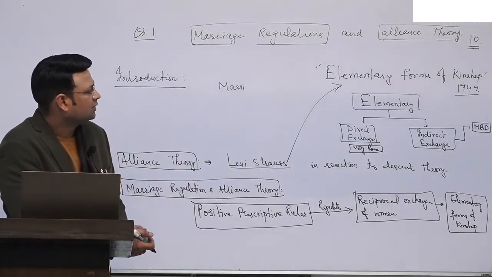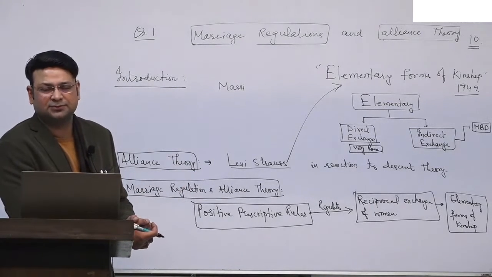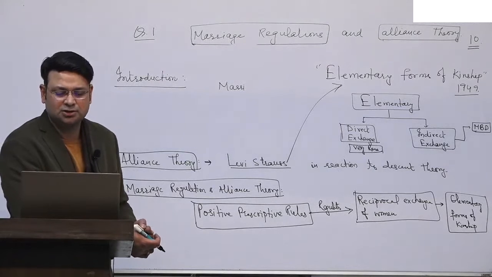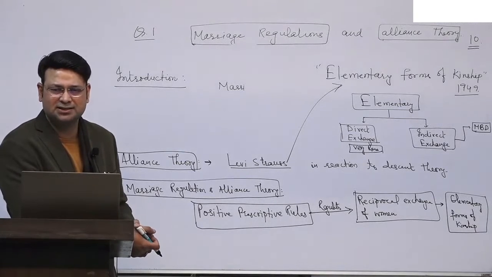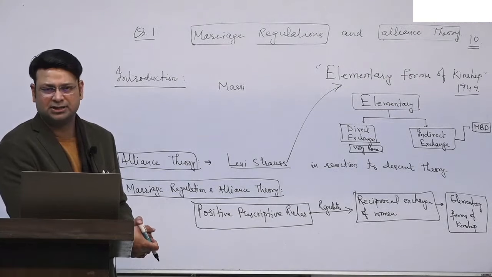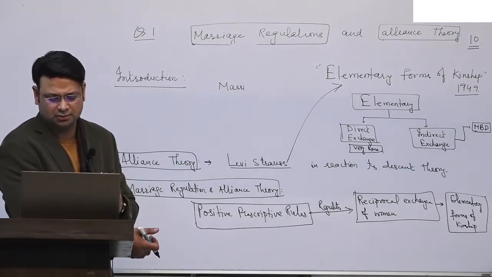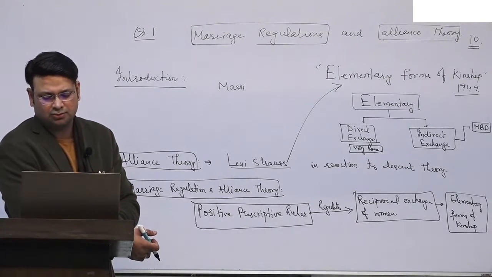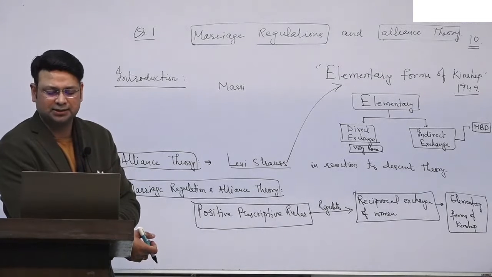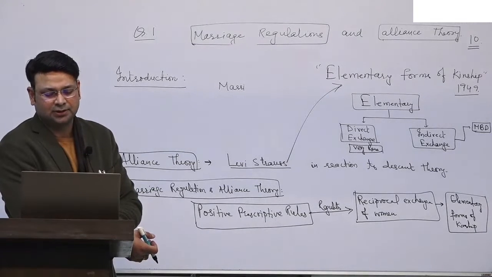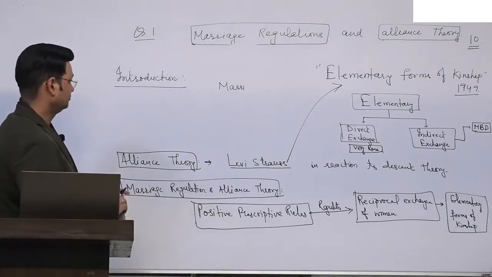Moreover, Needham also criticized this alliance theory of Levi-Strauss, saying that he did not make a clear-cut distinction between what he calls the prescription rule and the preference rule. So there is a criticism on that as well, right? Next question, let us see Franz Boas.